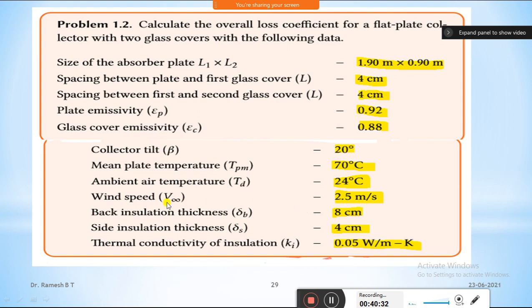Wind speed, V infinity, is also given. And the back insulation, that is rho B, 8 centimeter. That is what we need in the UB and US. These two we need: side insulation thickness and bottom back insulation thickness, 8 centimeter, 4 centimeter, and thermal conductivity, that is Ki, 0.05. So these are the data given in the problem. Based on these data, you have to find out UL is equal to UT plus UB plus US.